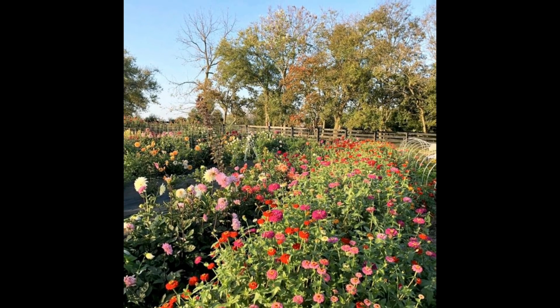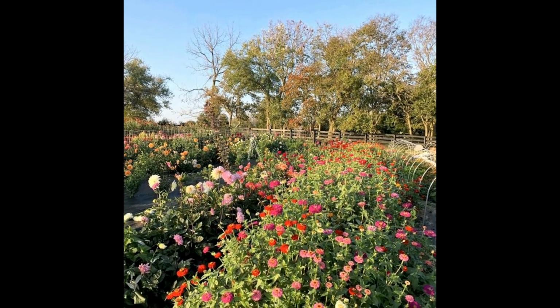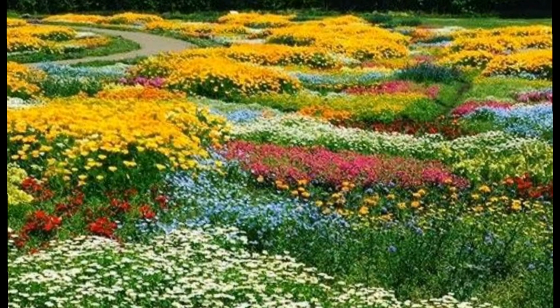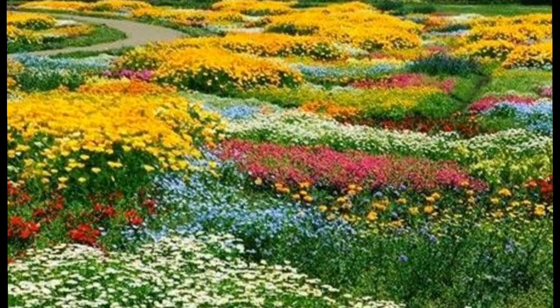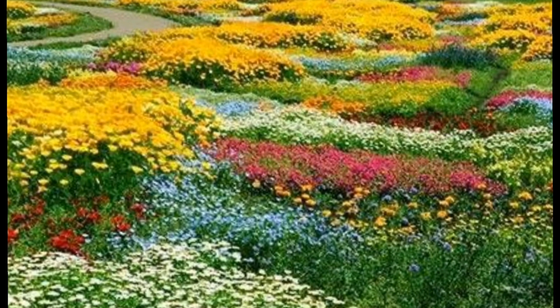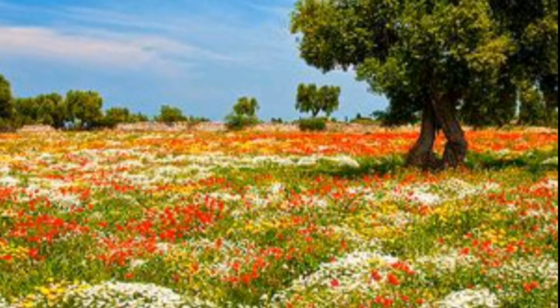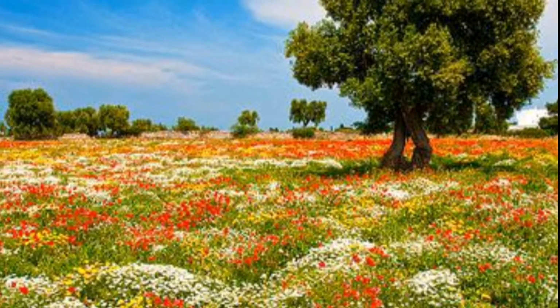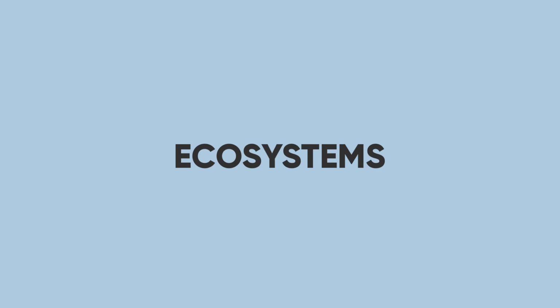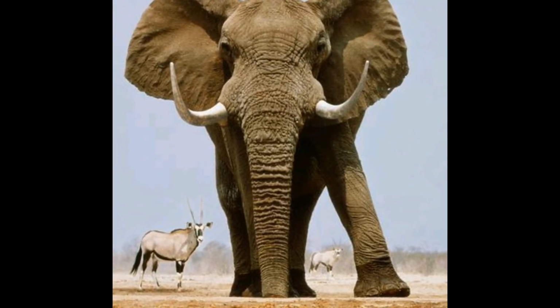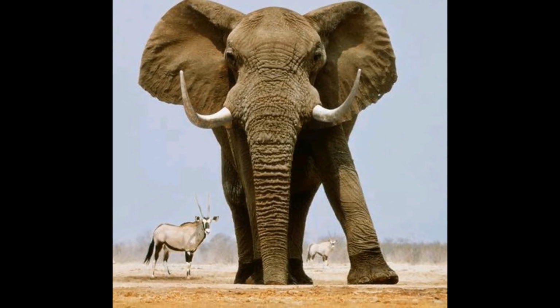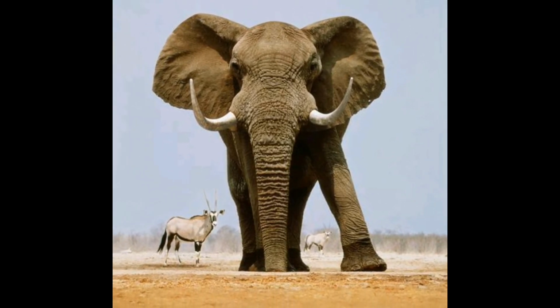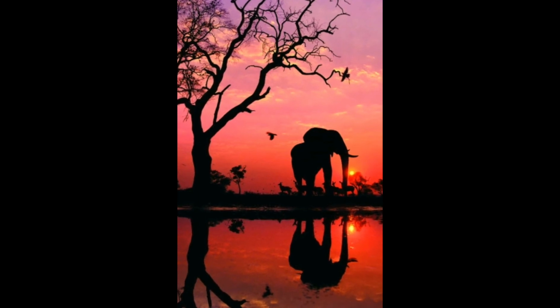A biological community is made up of interacting populations in a certain area at a certain time. This community of flowers is made up of populations of different species of flowers. An ecosystem is made up of interacting populations in a biological community and the community's abiotic factors.